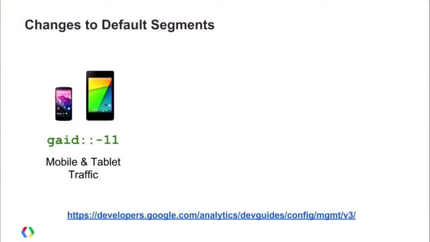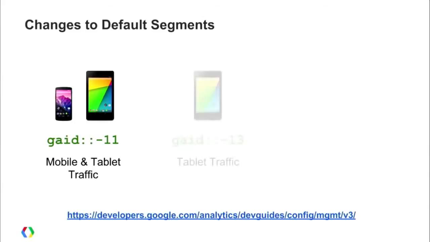If you use the management API, you'll know that the default segments have an ID associated with them, and they're actually negative numbers. Prior to this change, negative 11 was just mobile traffic. It's been renamed to mobile and tablet traffic, so it includes both of those now. That actually hasn't changed from a data perspective. You wouldn't see any change there.